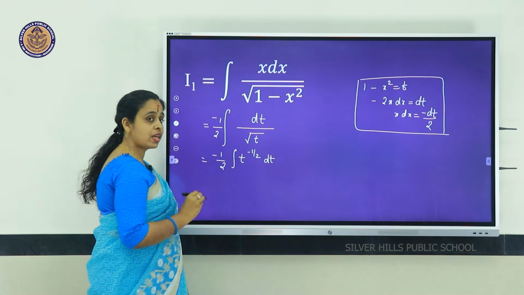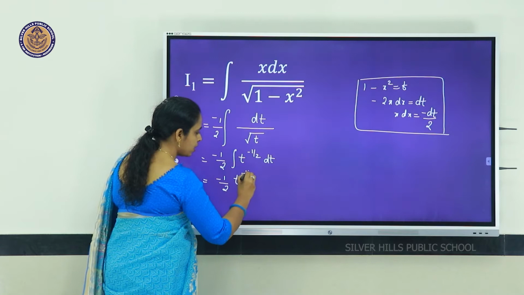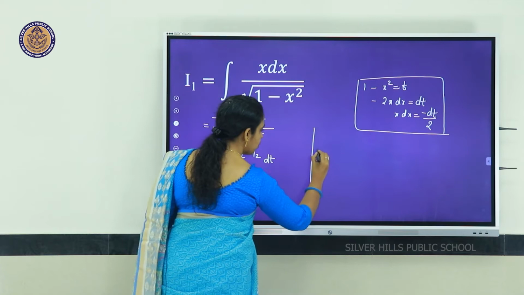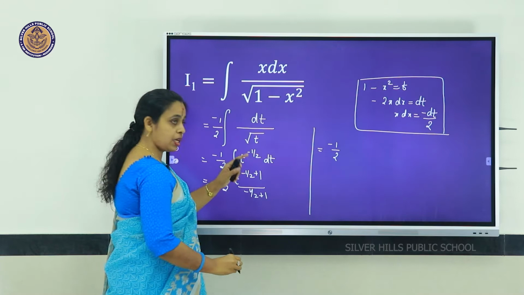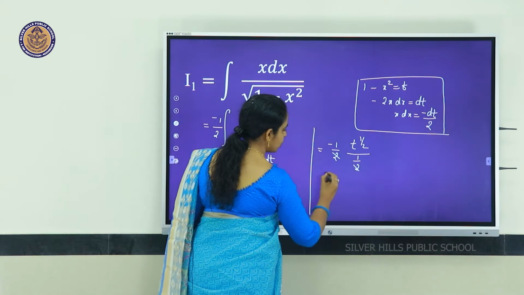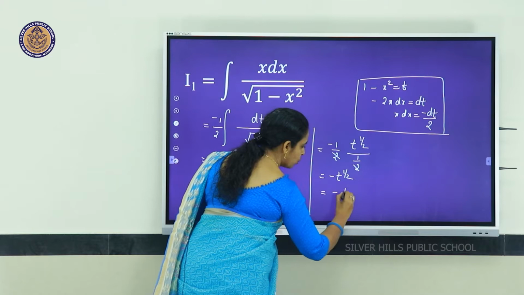What is integral x raised to n? X raised to n plus 1 by n plus 1. So, minus 1 by 2 t raised to minus half plus 1 by minus half plus 1. What does it make? Equal to minus half t raised to half divided by half. The 2 and this 2 will get cancelled. You will get minus t raised to half, and what was our t? 1 minus x square. So, this will become minus root of 1 minus x square.